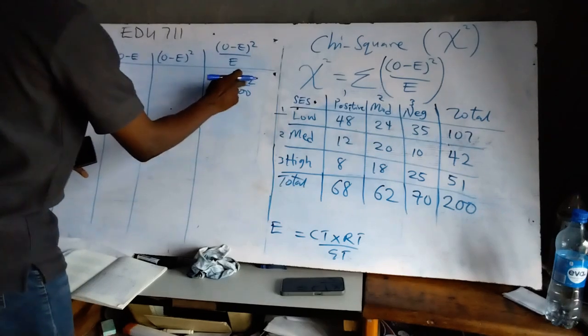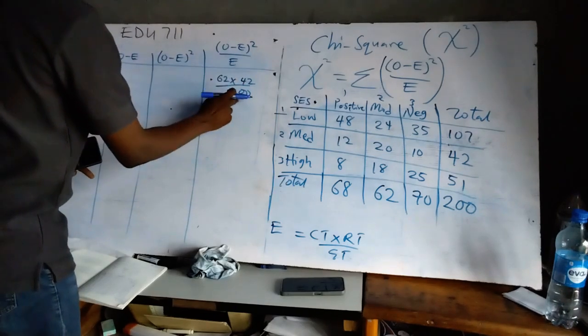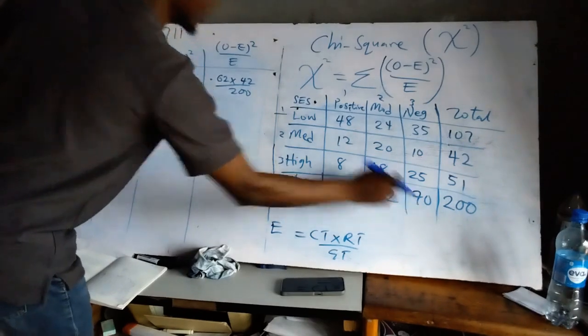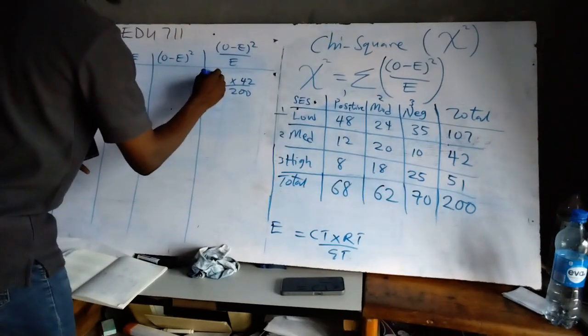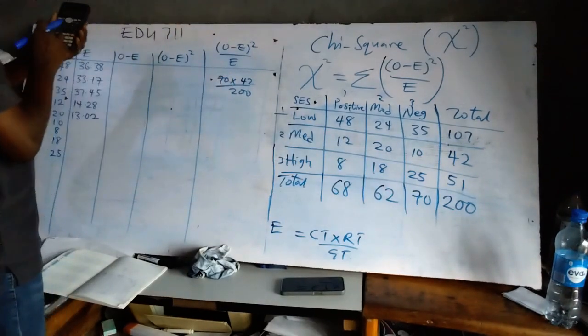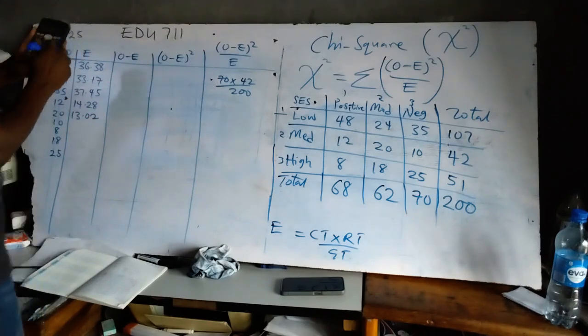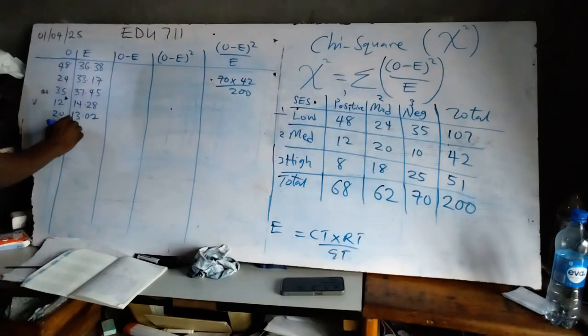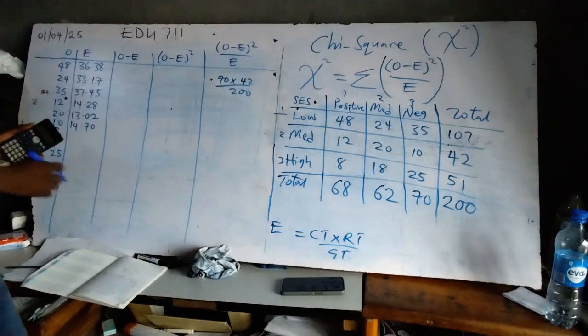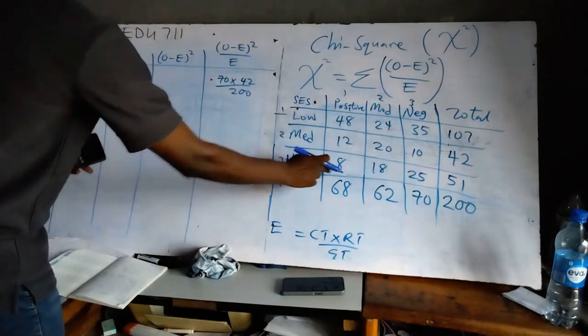Then we have the last one, 10, the same row. So the same row total and the same grand total. The column total is what we change. That's 70. 70 times 42 divided by 200. That's 14.7. That's 70.